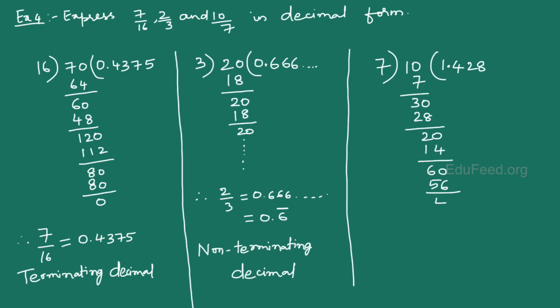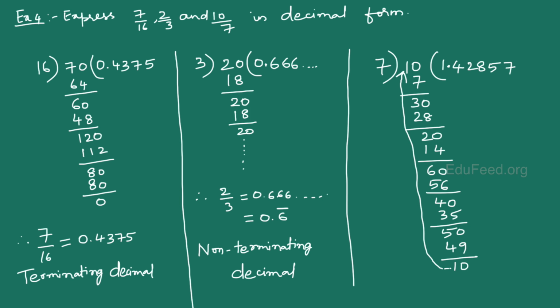Then we have a 40 over here. 7 5 times is 35. Then we have a 50 over here. 7 7 times is 49. Then we'll have a 10 over here. Now if you carefully observe, this is exactly where we started off.